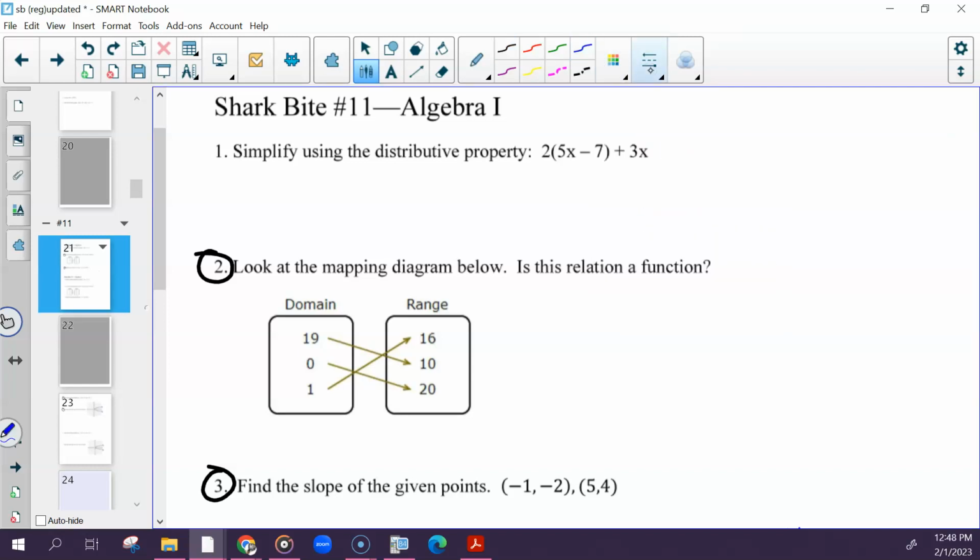This one is asking, is this relation a function? Remember from previous things, if you have x values going to more than one y value, it is not a function. So here, each x only has one y. So it is a function. If 19 went to 10 and 16, or if 0 went to 10 and 20, if one of the x's in the domain went to 2 different numbers in the range, it would not be a function. Questions on that?